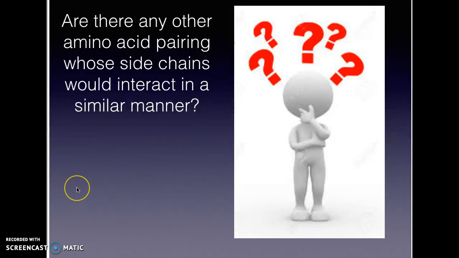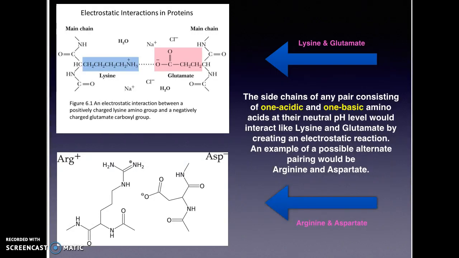But are there any other amino acid pairings whose side chains would interact in a similar manner? The answer is yes. The side chains of any pair consisting of one acidic and one basic amino acid at their neutral pH level would interact like lysine and glutamate by creating an electrostatic reaction. An example of a possible alternate pairing would be arginine and aspartate, as seen here.